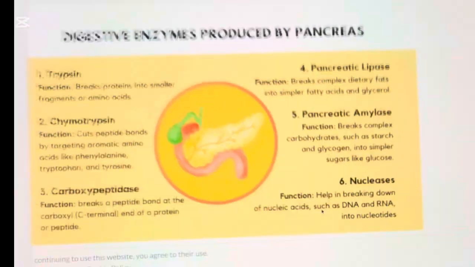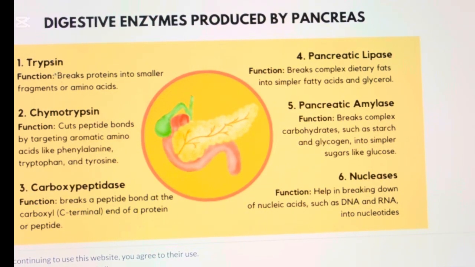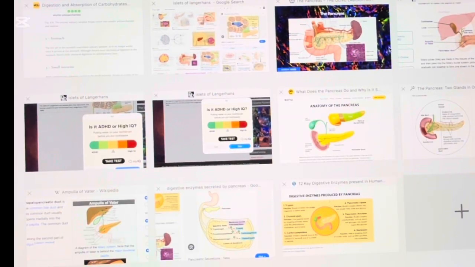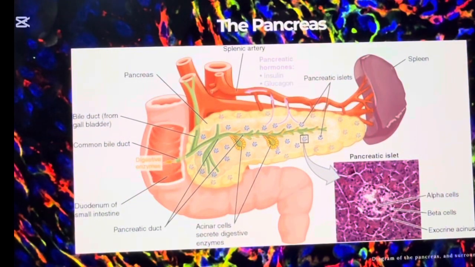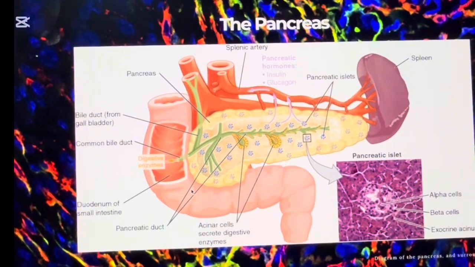Let us have a look at the enzymes. All these enzymes, pancreatic lipases, pancreatic amylase, chymotrypsin, trypsin, carboxypeptidase, and nucleases, are secreted by the acinar cells, and then they get into the duct and travel via the duct, and are drained into the duodenum. So whatever digestive enzymes are secreted by the pancreas are drained into the duodenum, which means they function in the duodenum. All right.